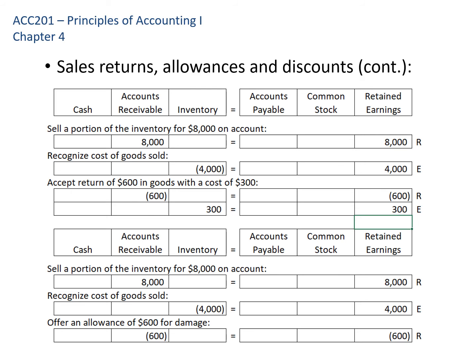Now the scenario below that is where we just offer an allowance. So we just offer a price break to the customer as a way of an apology. So in that case, we record the sale the same, and I have the same error there of it should be negative $4,000 under retained earnings. And then we just reduce our receivables and reduce our retained earnings because we're lowering our sales figure.